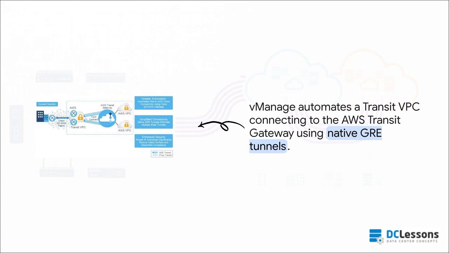And this picture shows it all perfectly. You can see how vManage automates the whole thing. It spins up a Transit VPC, which is where the Cisco cloud routers live. Those routers then connect to the AWS Transit Gateway. Now, the huge advantage here is that it uses native GRE tunnels through something called Transit Gateway Connect. Why does that matter? Well, it can give you up to 4 times the bandwidth of traditional IPsec and makes your life way easier by using a single BGP session for all your routing updates.